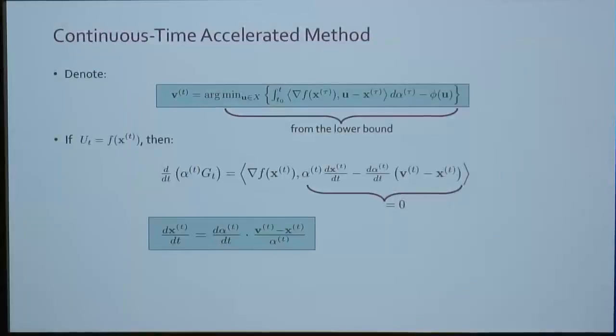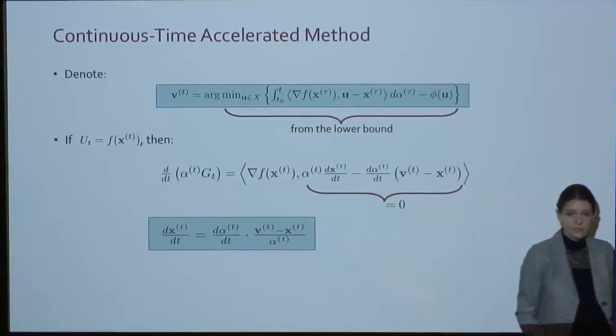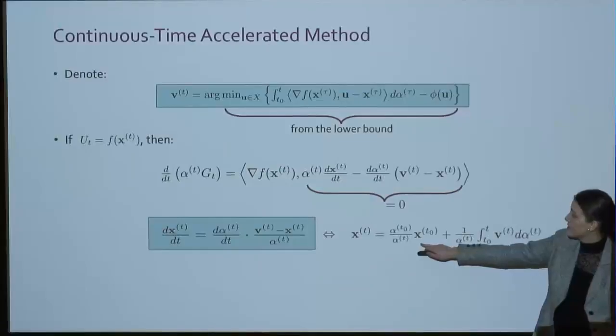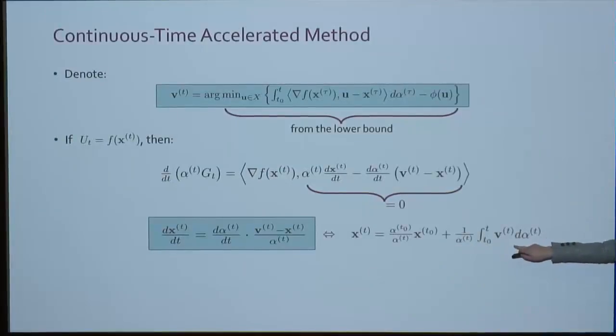And you can see that something like this makes sense. If you integrate both sides, you will get that this is in fact the average of the initial point and what you constructed from the lower bound side. So it must stay within the feasible set.